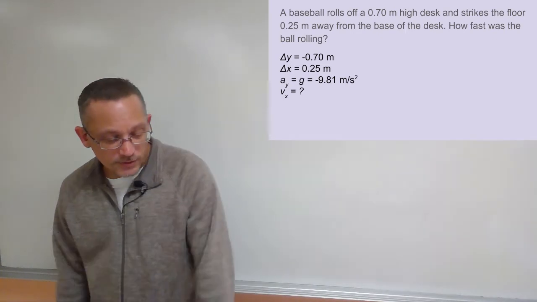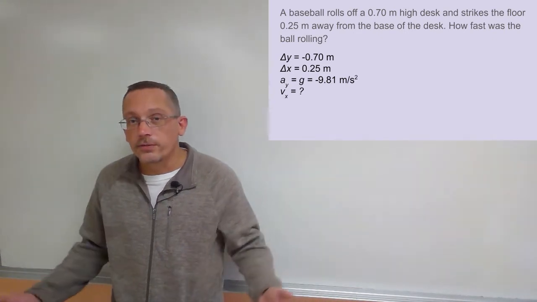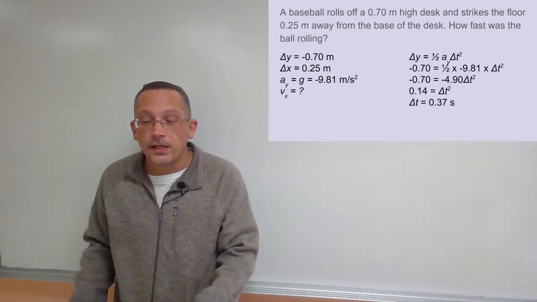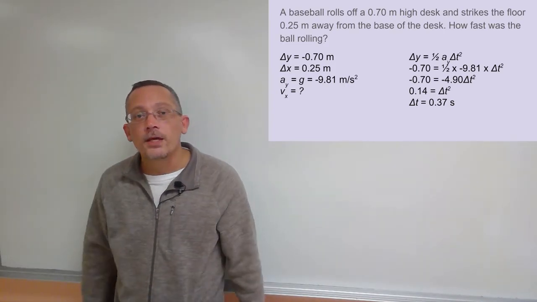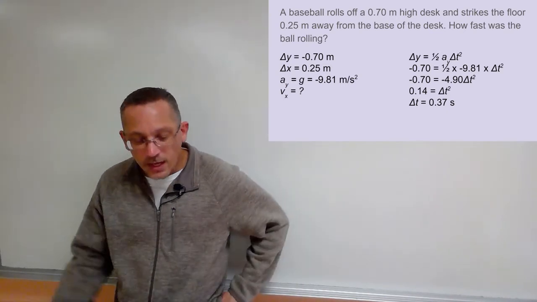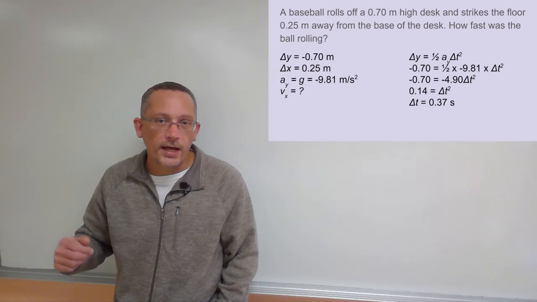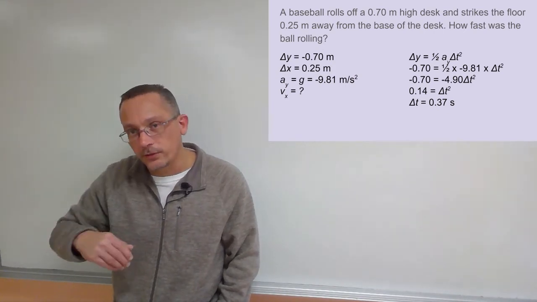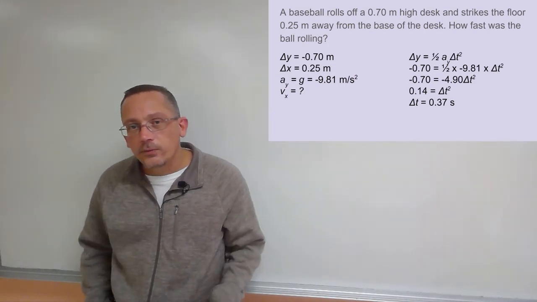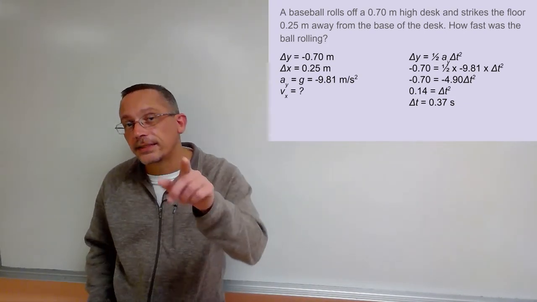So first thing, I'm going to use the same strategy that I used in the last problem. So the first thing I'm going to do is go about finding the time. How much time did this motion take? And I'm going to use the vertical direction to do that. So I'm going to choose the equation delta y equals 1/2 a delta t squared. I'm going to put the numbers I know in there. So negative 0.70 equals 1/2 times negative 9.81 times delta t squared. And then we'll simplify and we'll do a little bit of algebra, and delta t comes out to 0.37 seconds.